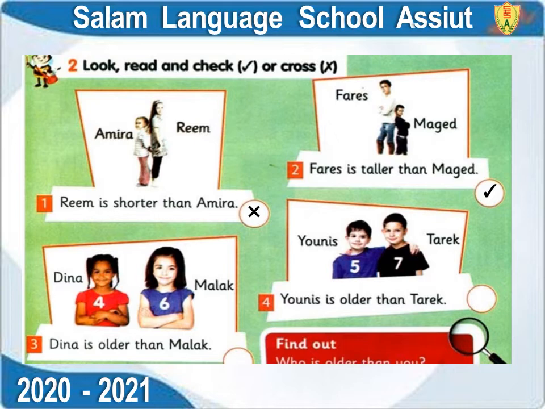Number 3: Dina is older than Malak. Check or cross? Cross. Excellent. Number 4: Yunus is older than Tariq. Check or cross? Cross. Excellent.